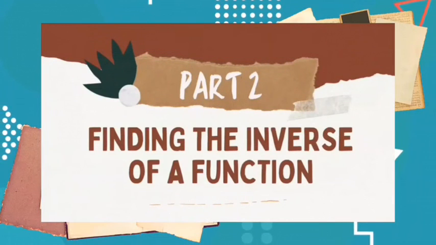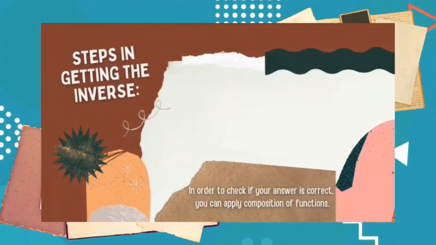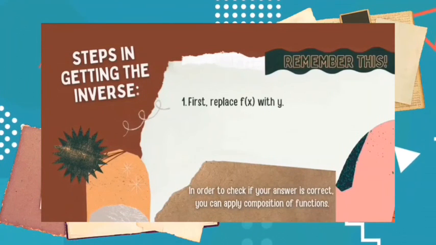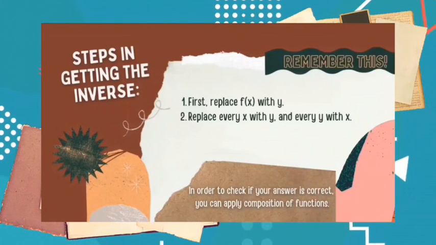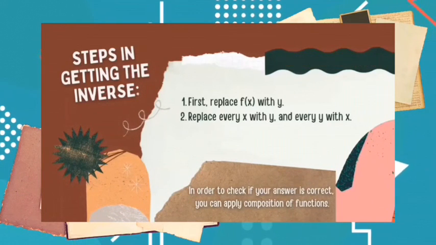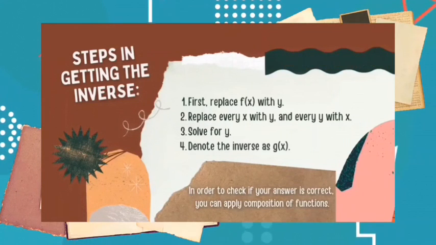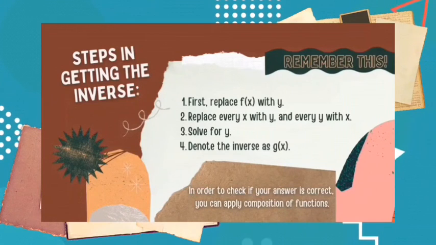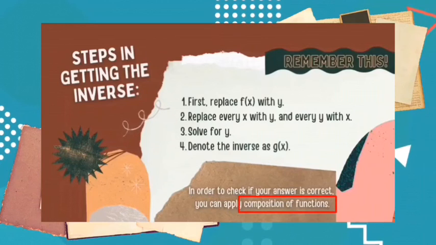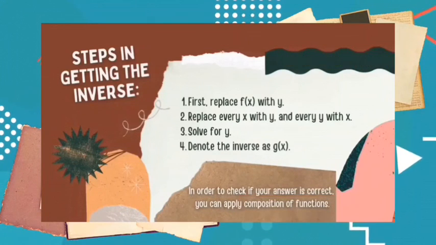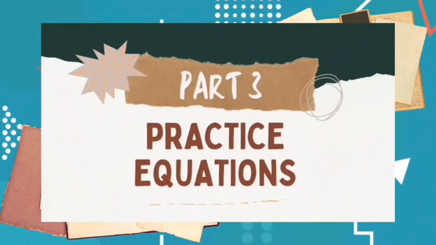Finding the inverse of a function. Here are steps to follow in getting the inverse. Replace function of x with y. Make sure to replace every x with y and every y with x. Next, solve for y. After solving for y, denote the inverse as g of x. For you to be able to check if your answer is correct, you can apply composition of functions. Let's apply all those steps we just learned in the following equations.